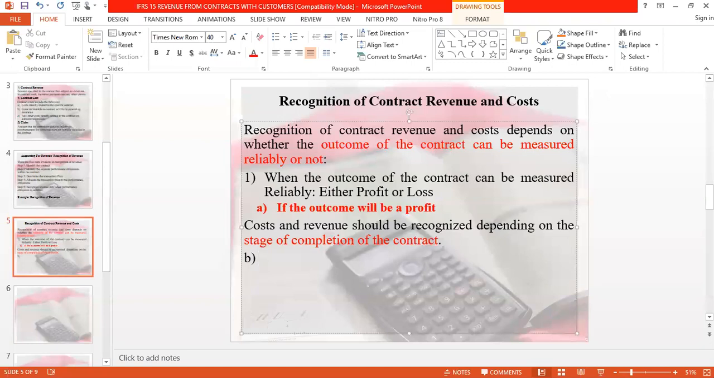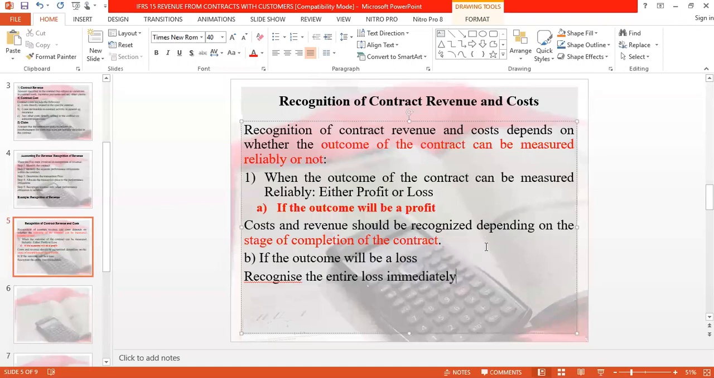B, if the outcome will be a loss. Please, in this standard, this is the most important slide. If the outcome will be a loss, recognize the entire loss immediately. If it will be a loss, recognize the entire loss immediately.